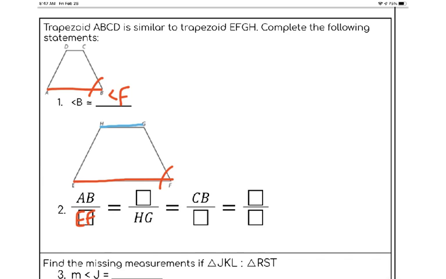HG is going to correspond with DC. Need another color. CB is going to correspond with GF.